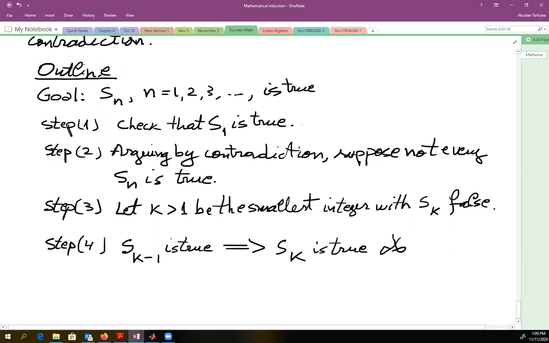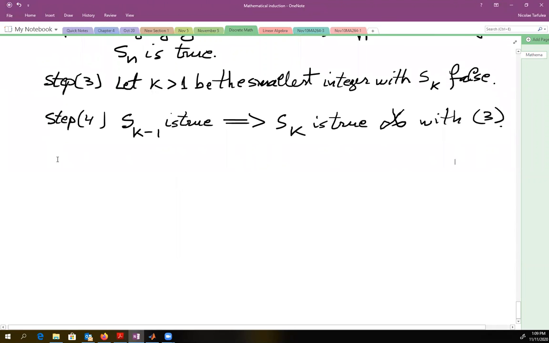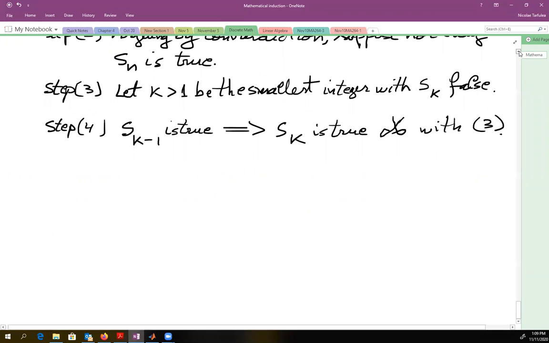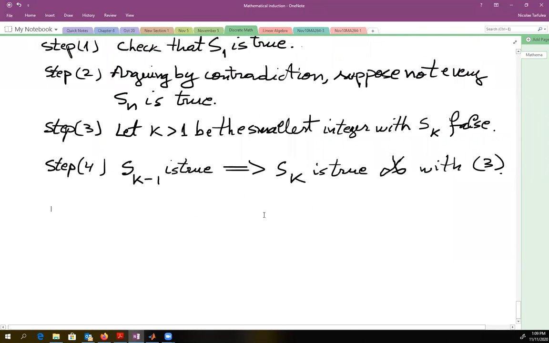This is in contradiction with step 3. So that is the basic idea, okay? Now, let's see one example. And we employ exactly this. So let me keep these steps here so I can watch them. Okay, example. This is an application.